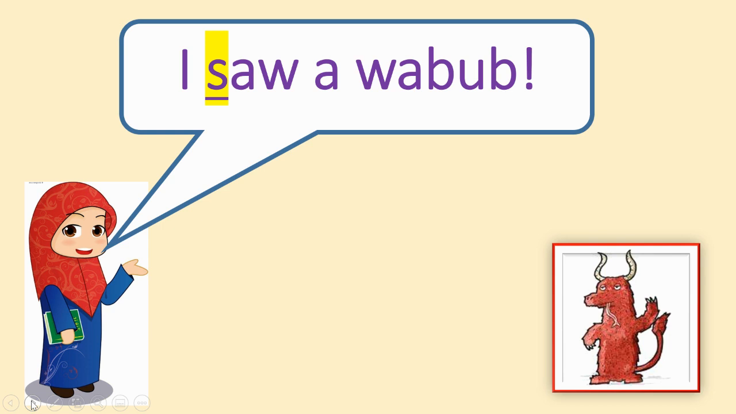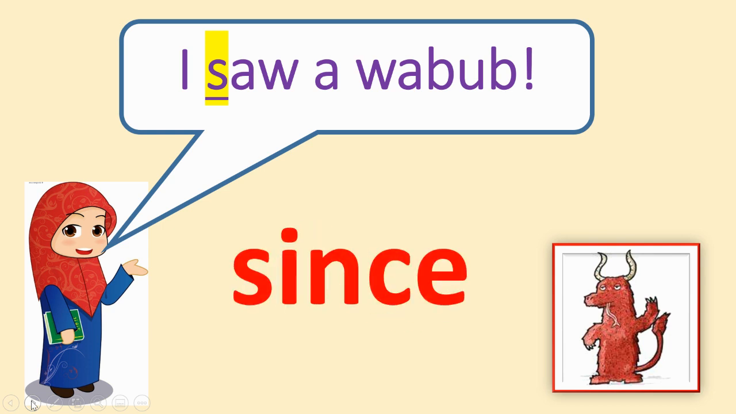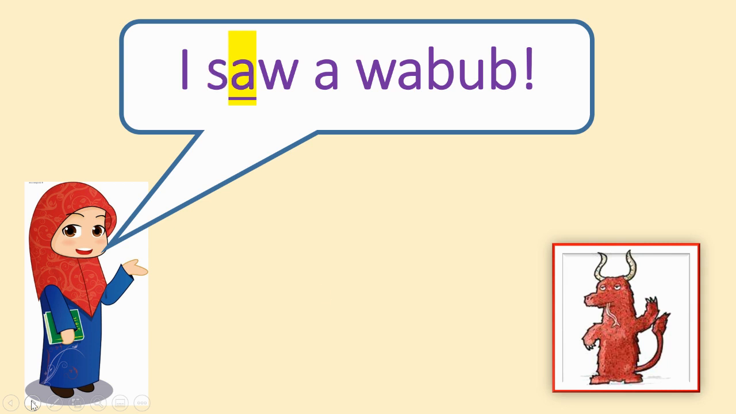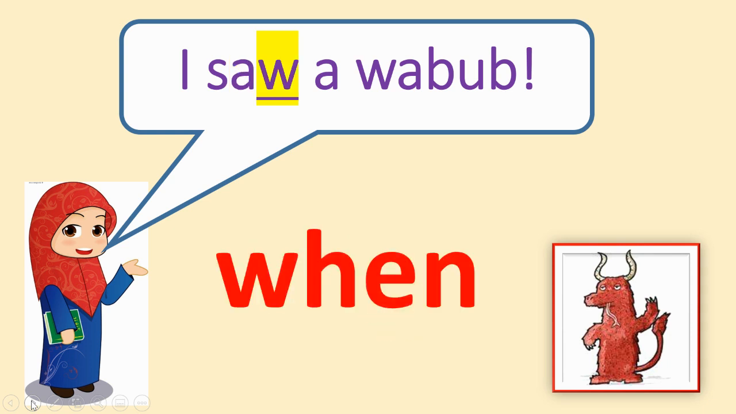Call it out. S is for since. And what about our A? Well, there's three A's there, so there could be different ones. But the first A we have here is as, a subordinating conjunction. And then we've got W. We've got two W's as well, so there's two different W words. This one we've got when. When is a subordinating conjunction.